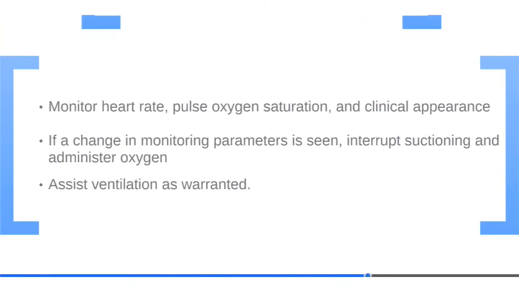Monitor the patient's heart rate, pulse oxygen saturation, and clinical appearance during suctioning. If a change in monitoring parameters is seen, interrupt suctioning and administer oxygen until the heart rate returns to normal and clinical condition improves, and assist in ventilation as warranted.